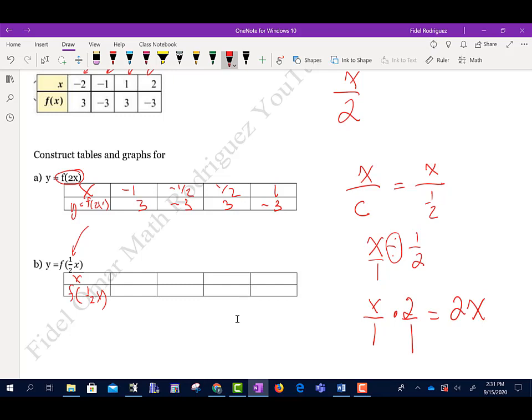Excuse me. So now what I'm going to do is take each of my x values that I had from up here and double each of them, okay? So -2 times 2, -4. -1 times 2, -2. 1 times 2 is 2, and 2 times 2 is 4. My y values, once again, my friends, are going to stay exactly the same, okay?